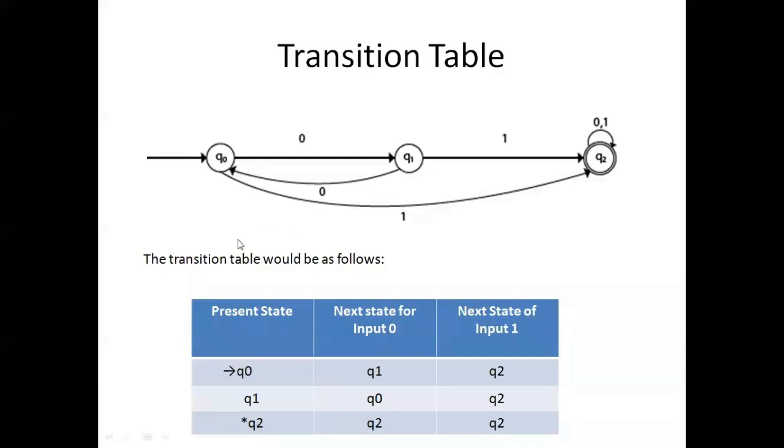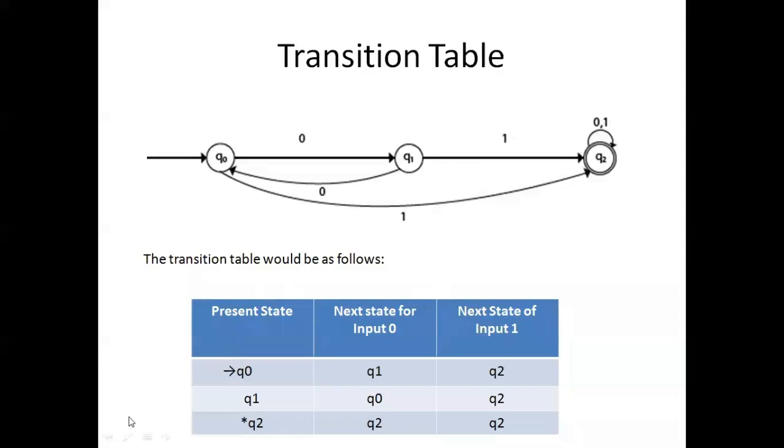Now if you see this DFA, q naught takes 0 as input and transits to q1, and q1 on taking 0 input transits to q naught. Similarly, q1 on taking input 1 transits to q2, and q2 remains in q2 for all inputs 0 and 1. Similarly, q naught on taking input 1 transits to q2. Now if this is the DFA, how do we represent it in a table?